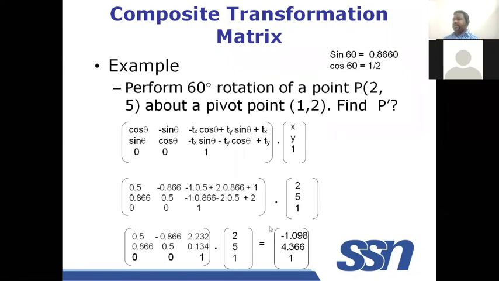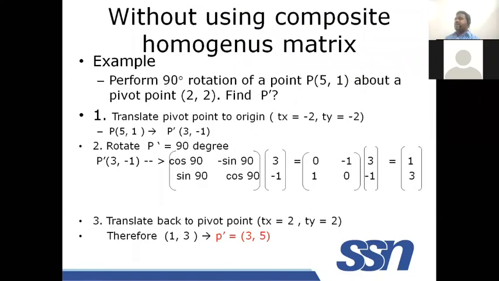Okay, this multiplication, this is the result. So without the composite transformation matrix also, we can solve the problem. What we need to do is, the given point is 5, 1. Okay, it has to be moved to the origin. So the pivot point is 2, 2. So subtract 2 from 5, this 2 from this one, we will be getting this point. Now the point 5, 1 is the coordinates we found with respect to pivot point 2, 2. Okay, this will be the new point.